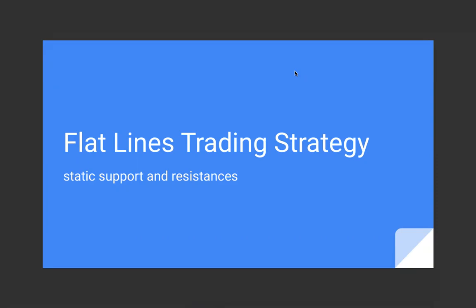Today, we are going to talk about a little bit of an old kind of trading strategy, which is called the flatline trading strategy. This trading strategy is more of a static support and resistances. Before any of these systems came, this was the trading strategy that was used mostly by the traders. So without any further ado, let's get started.